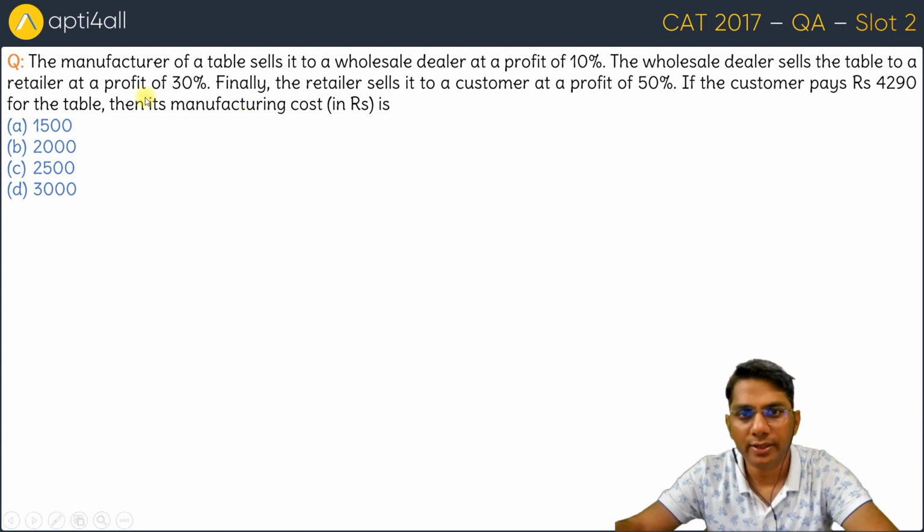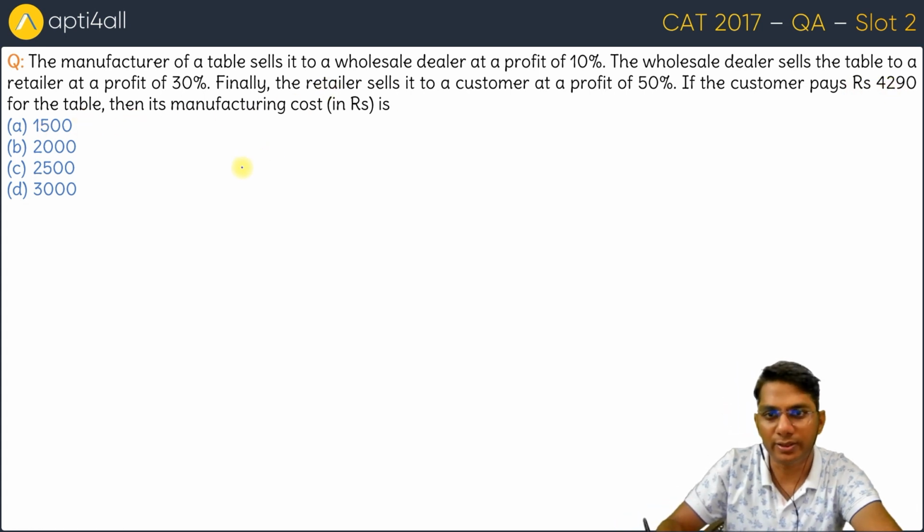Hi. So here we have the manufacturer of a table sells it to a wholesale dealer at a profit of 10%. The wholesale dealer sells the table to a retailer at a profit of 30%, and finally the retailer sells it to customer at a profit of 50%. Now if the customer pays 4,290 for the table, then what is the manufacturing cost?